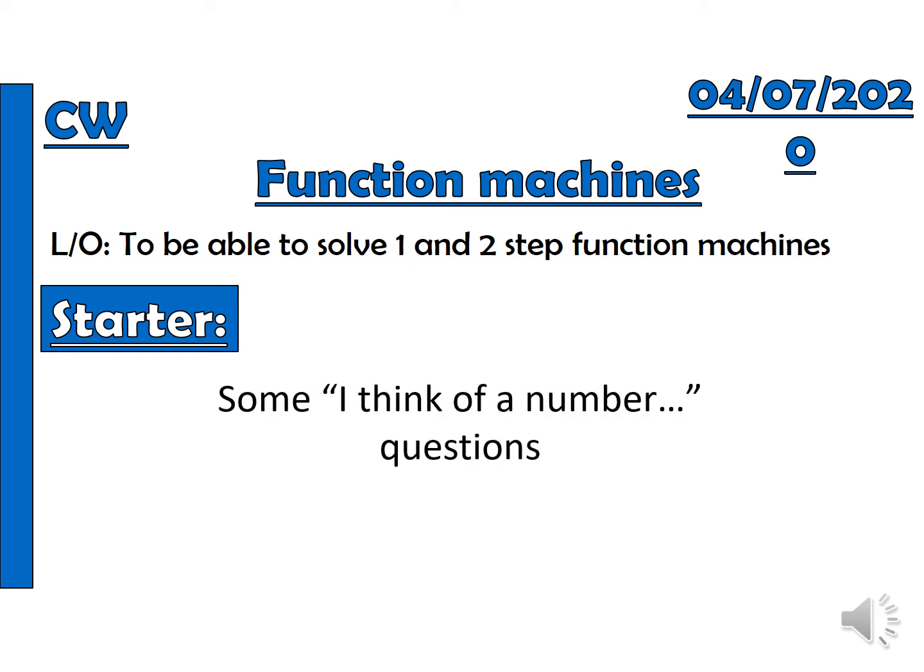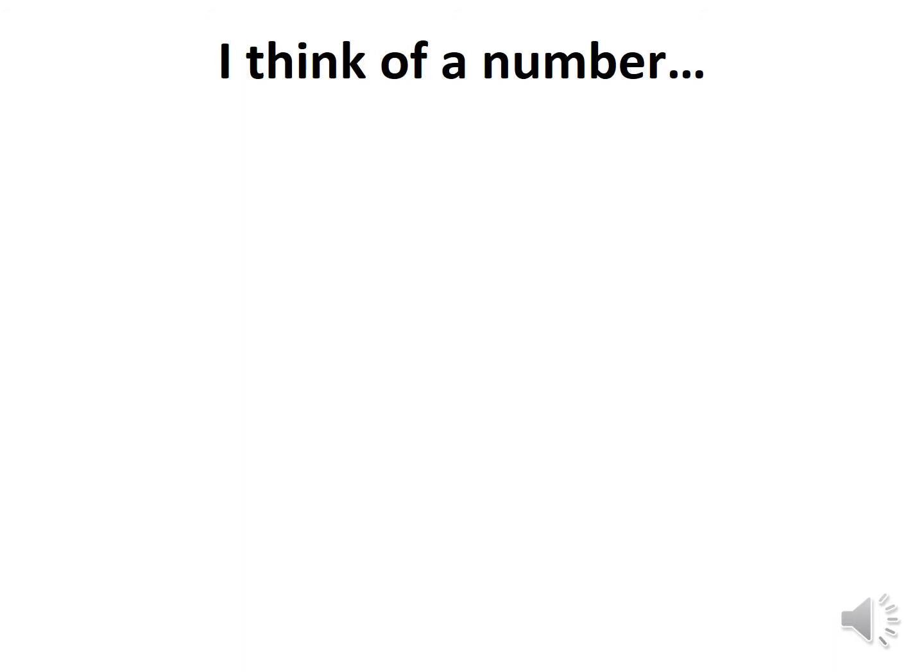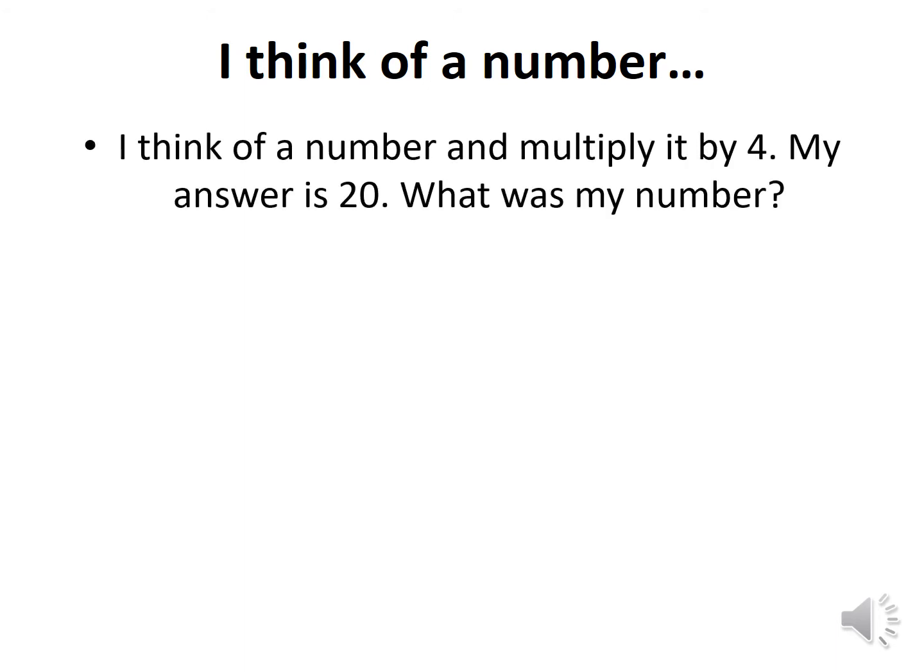Okay, so we're having a lesson today on function machines. The start of today is I'm going to read you out a sentence and I want you to try and work out the answer. I think of a number and then I multiply it by 4. My final answer is 20. What was my starting number?